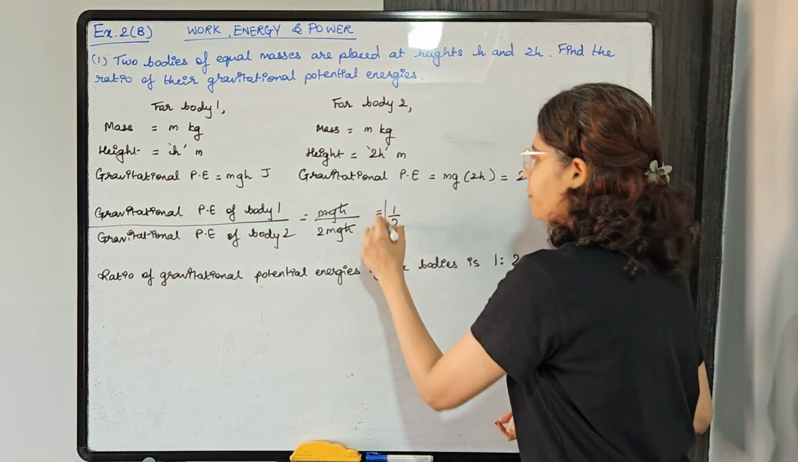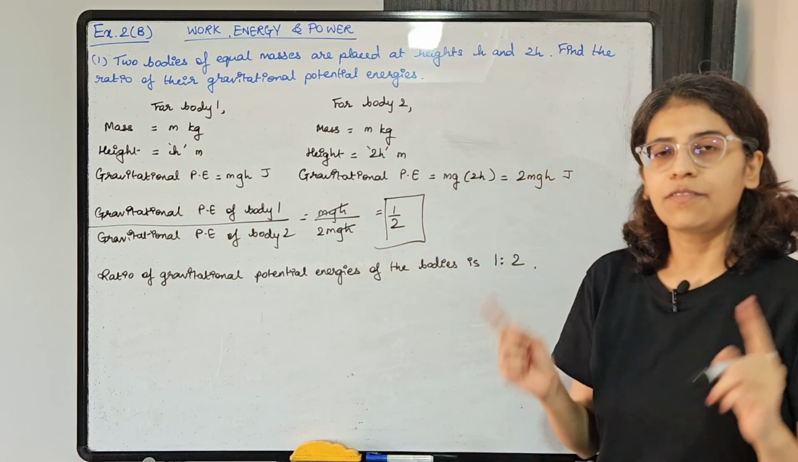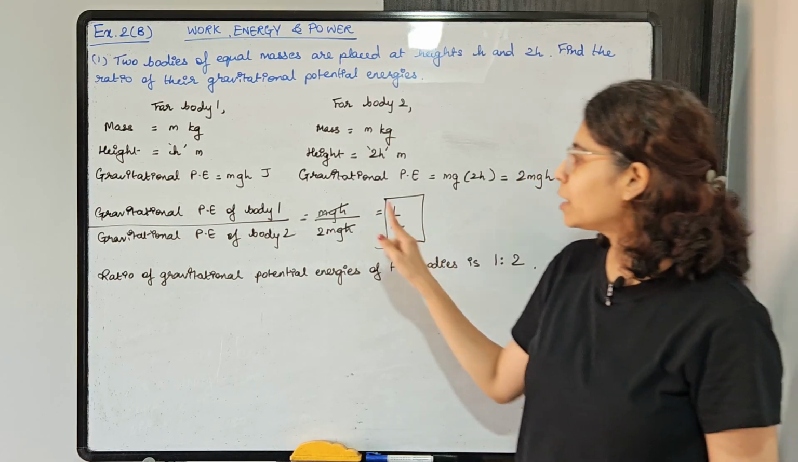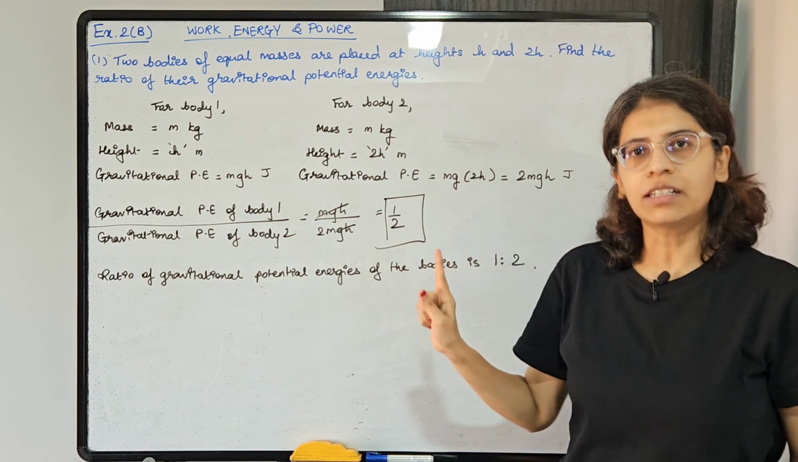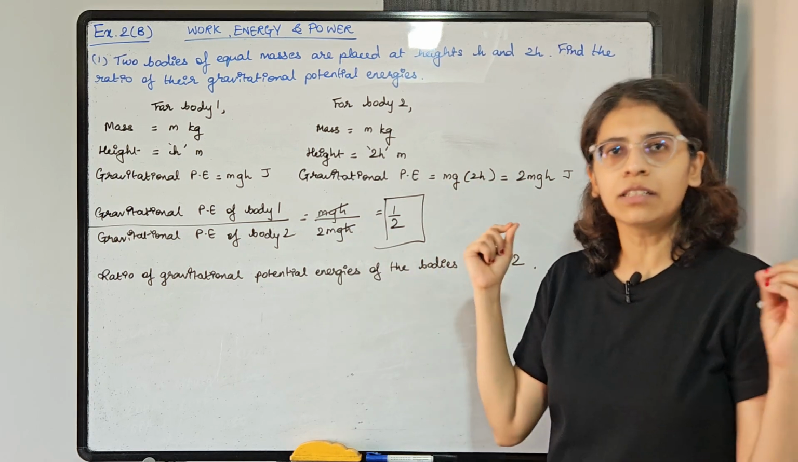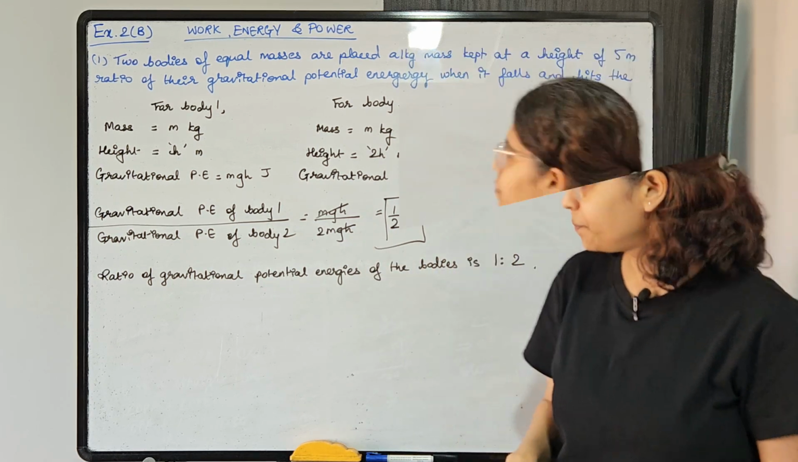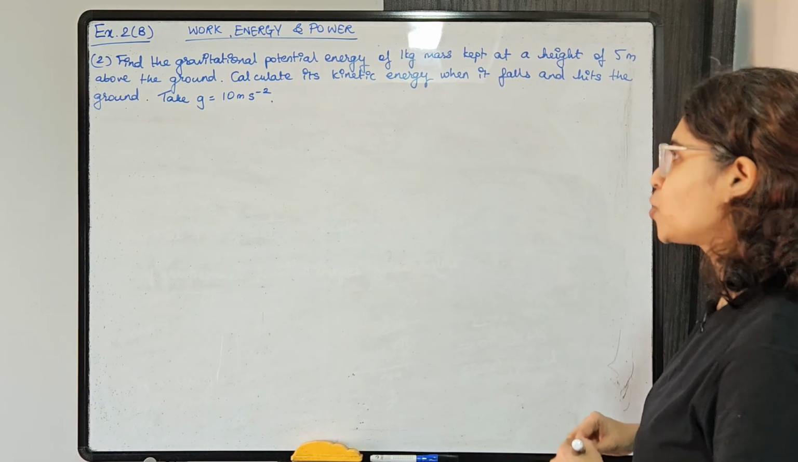And whenever you're considering a ratio, you will not consider the units. Here it is joules, but you do not consider joules. Ratio means you're comparing the numbers. Okay. Next question, question number 2.